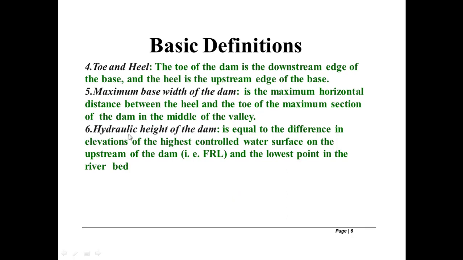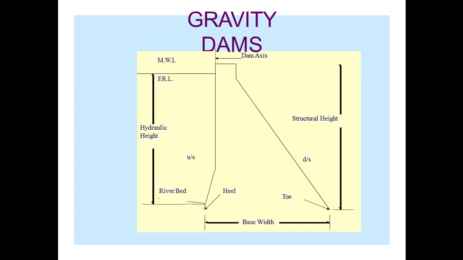Sixth one is the hydraulic height of the dam. The hydraulic height of the dam is equal to the difference in elevation of the highest controlled water surface on the upstream side of the dam, that is FRL, and the lowest point in the river bed. As you can see in the figure, the distance from the river bed up to the FRL is known as the hydraulic height of the dam.